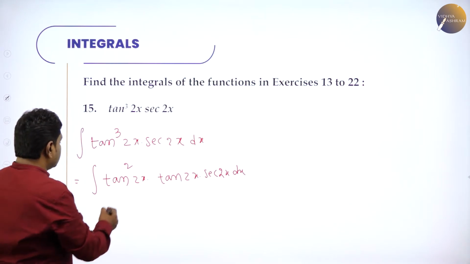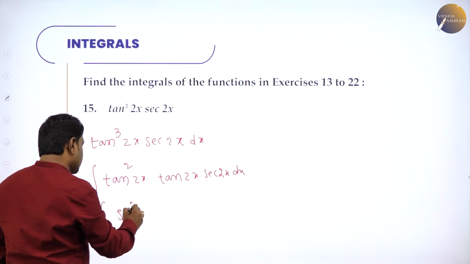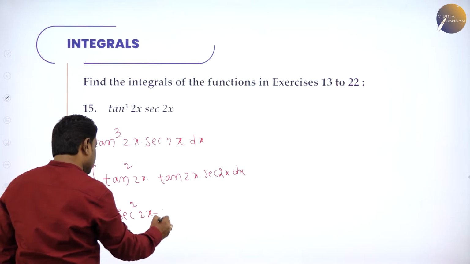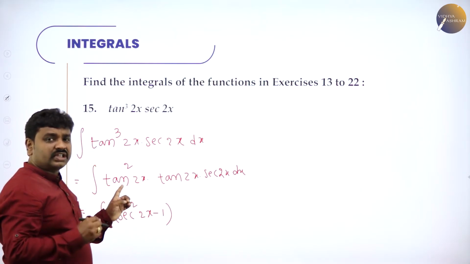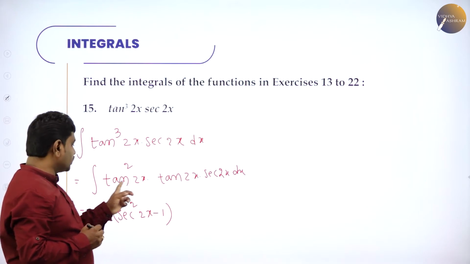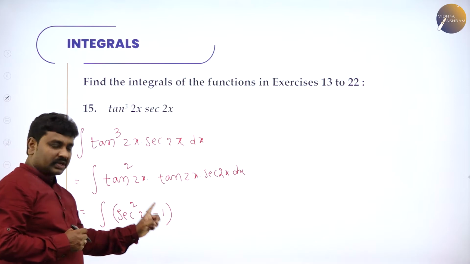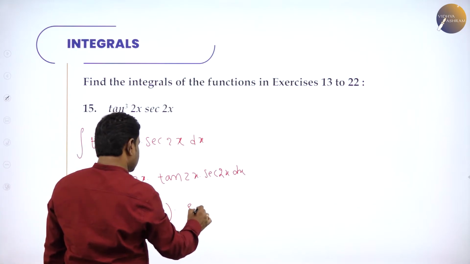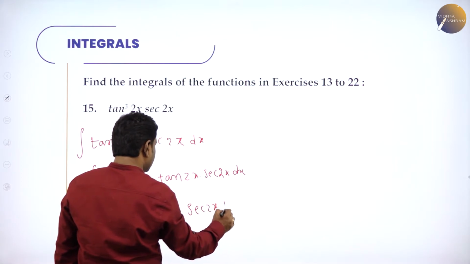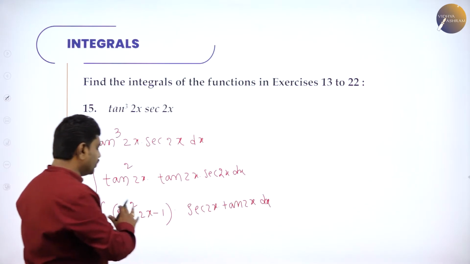So what I'll do is the first tan square. Tan square x can be written as secant square x minus 1. I am not integrating, I am simplifying. 1 plus tan square theta is secant square theta, or tan square theta is secant square theta minus 1. So tan square 2x, I am writing it as secant square 2x minus 1 into these two terms. First I'll write secant 2x into tan 2x dx. Let it be. Now do method of substitution.